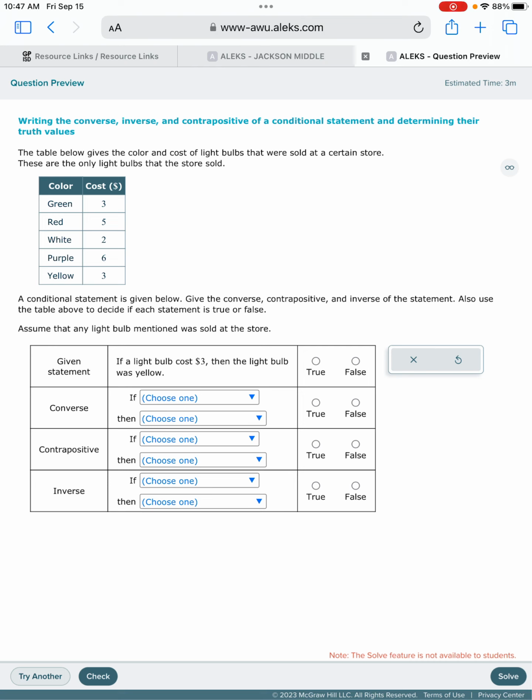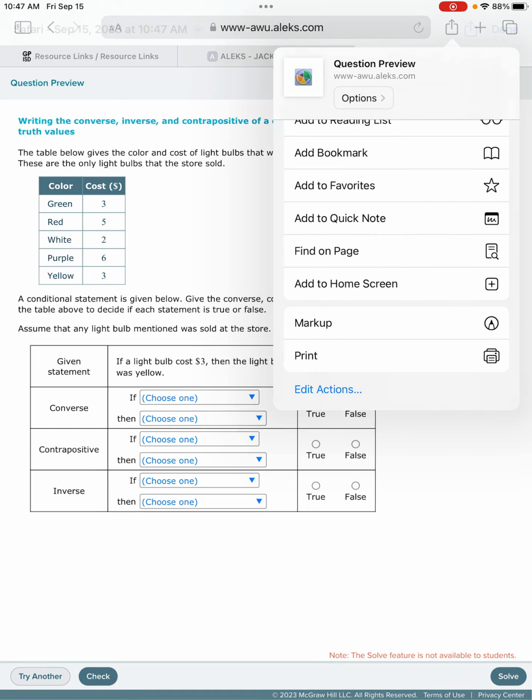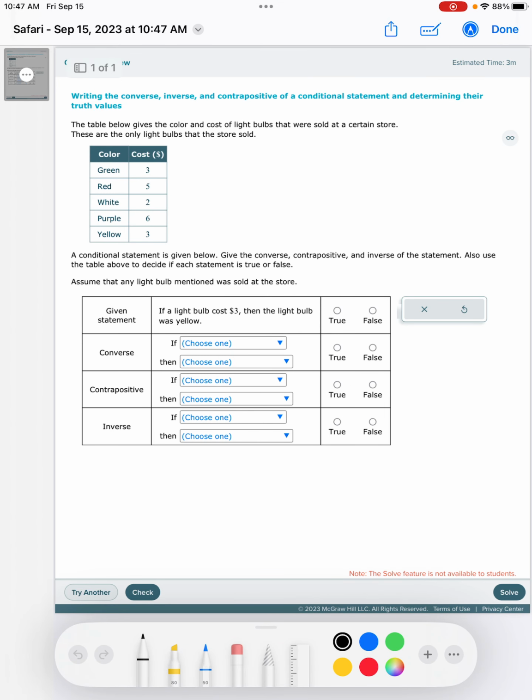Okay, so the main idea in determining if a conditional statement is true or false is that we need to check if the if and the then are both true. The only time a statement is true, so let's write this down: a statement is true if the if and the then are both true.